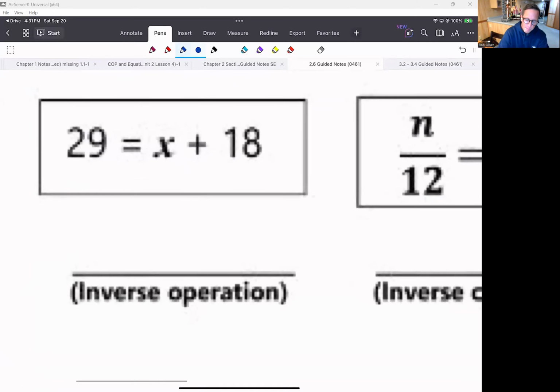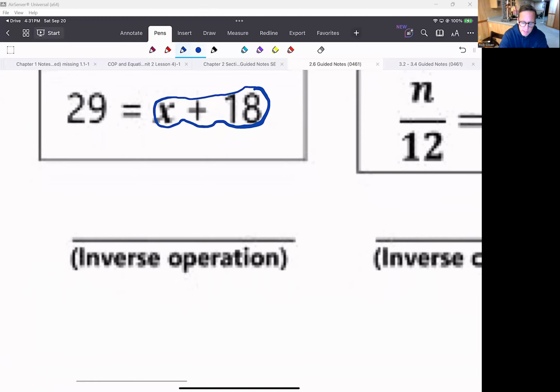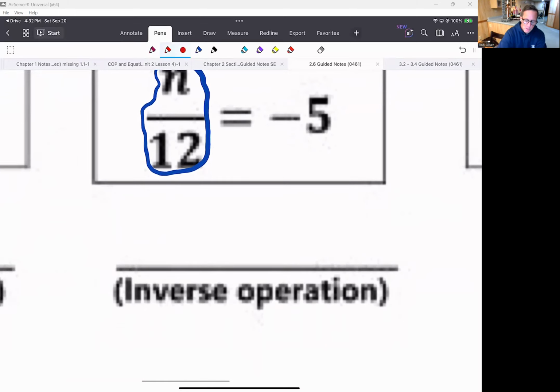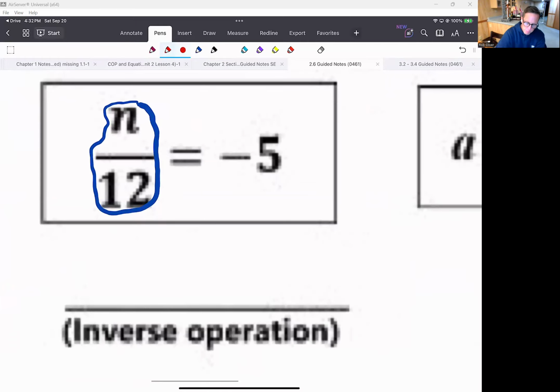On this one, look at the letter side, where the variable is, and that's plus 18. So we're adding 18, and the inverse of adding 18 is subtraction. So we're going to subtract 18. On the letter side here, we've got division going on. A number divided by 12 is a division problem, so we're going to multiply by 12.